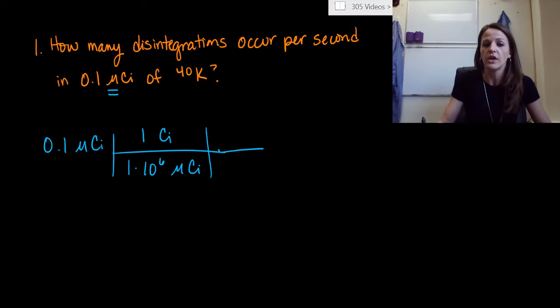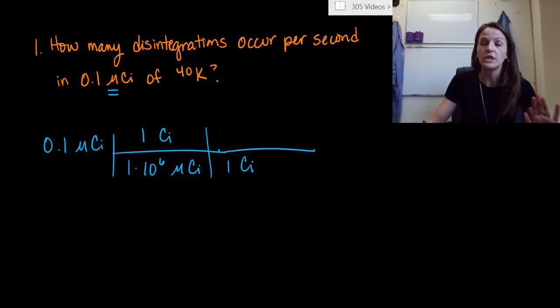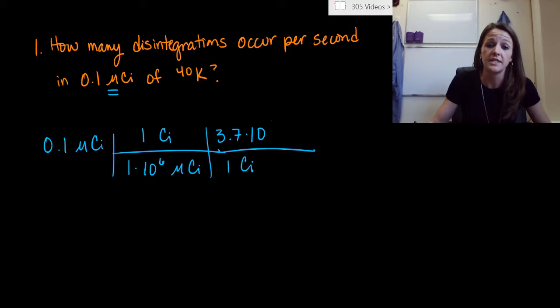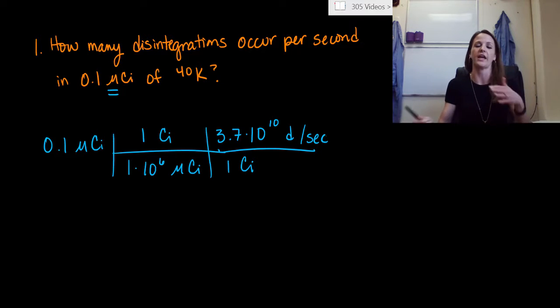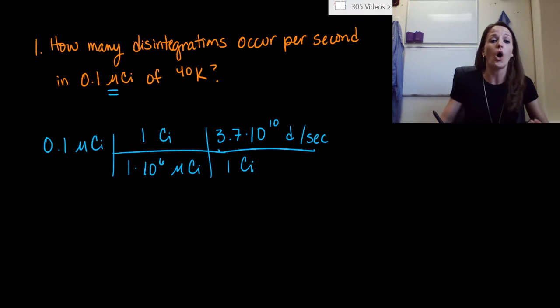So now all we have to do is remember that 1 curie is always, this is a constant, equal to 3.7 times 10 to the 10th, and I'm just going to write D per second, so disintegrations per second, because otherwise that word's going to take up too much space. That's it. That's all you had to do for this problem. You need to get rid of the micro, and then you need to convert from curie to disintegrations per second. So all you had to do is type this into your calculator. If you did it properly, you should end up with something like 3,700 disintegrations per second.